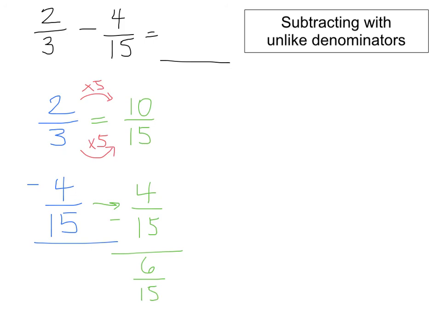The last step I need to do is say, can I simplify? Do 6 and 15 have any common factors that I could use to simplify? And yes, they do. They both have a factor of 3. So what I'm going to do is divide both the numerator and the denominator by the common factor, and that's going to bring me to 2/5, and that's my final answer. 2/5 is equal to 6/15, and 2/5 is the simplest form.